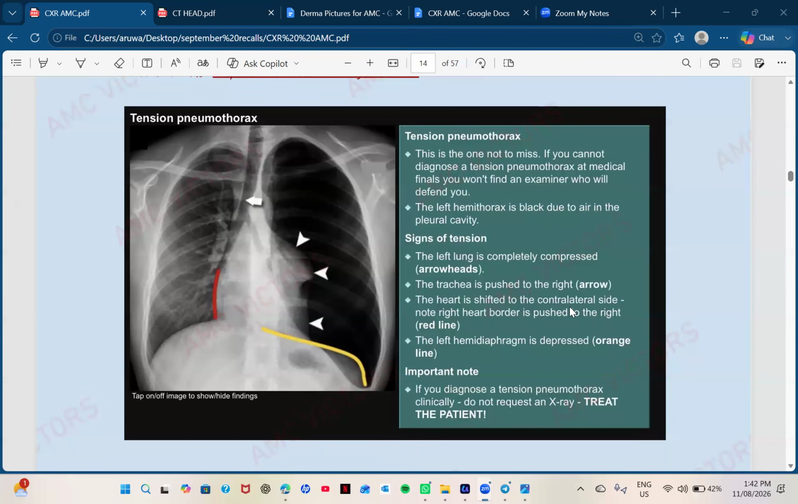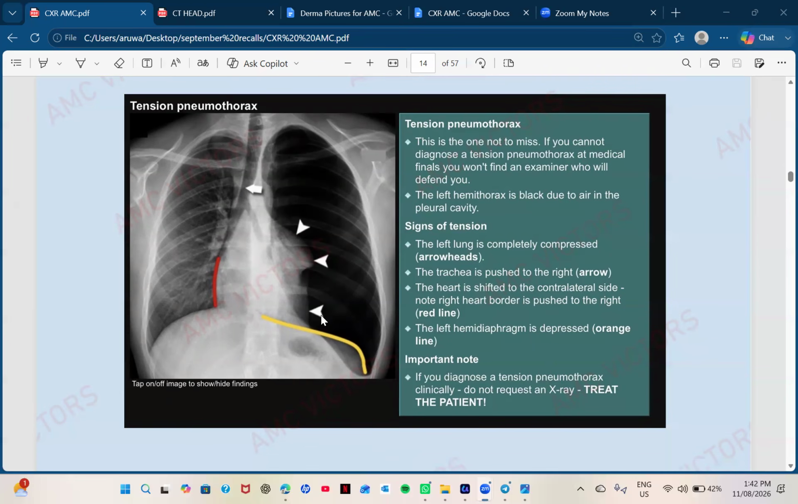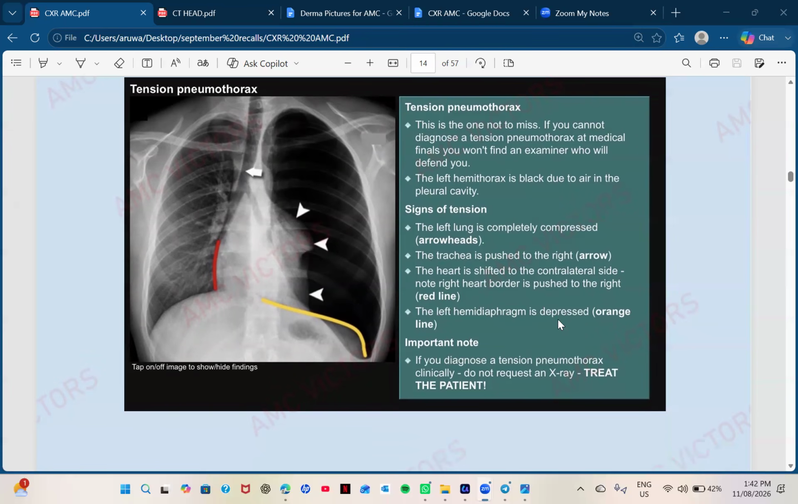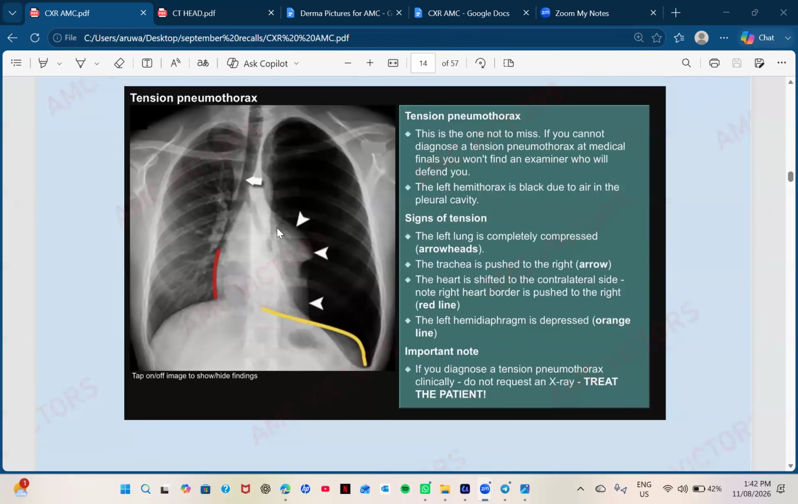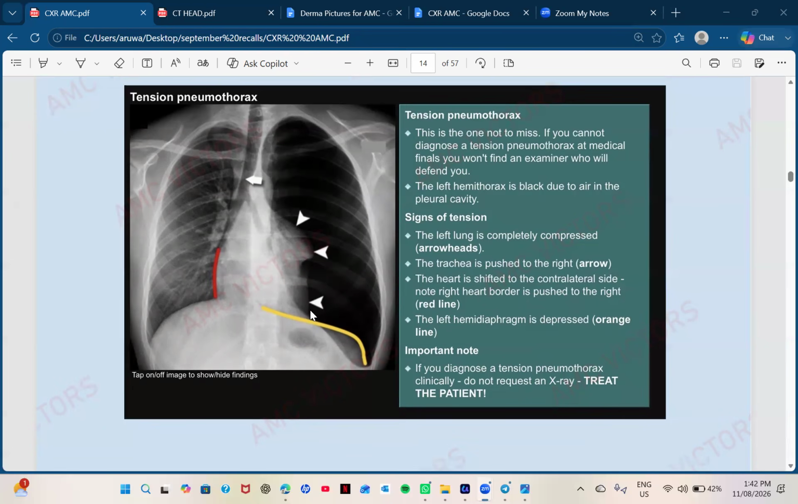The heart is shifted to the contralateral side. Note that the heart border is pushed to the right, the red line right here. The heart is also pushed because of the pressure, right? Because the lung is collapsed here, right? The left hemidiaphragm is depressed, in the orange line here. Here also depressed, right? Important. Here, can you see? The lung borders are here, and here's the pneumothorax, the tension pneumothorax, right, doctors? I hope everyone has an idea about it, right? Okay, this is the tension pneumothorax.